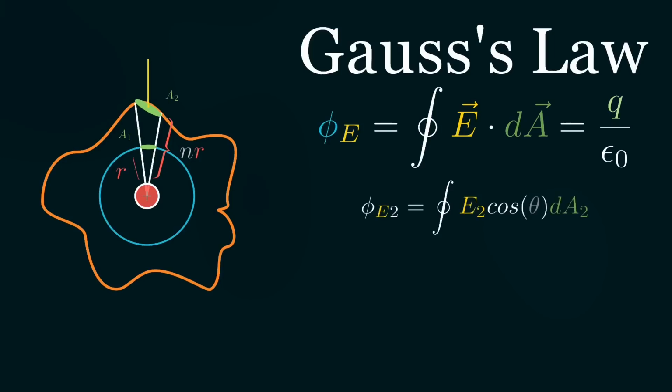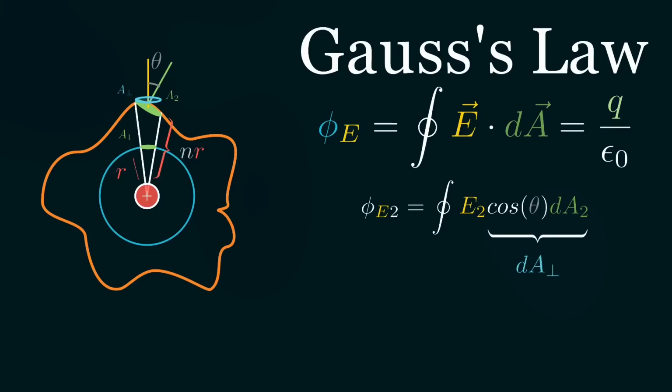So the electric flux for the second area is equal to the electric field at the second area times the cosine of theta times some small area 2, all added up across the second surface. Now the angle theta is this one right here, and it points between the electric field and the area vector A2. Now the component of A2 that's perpendicular to the electric field looks like this blue circle, and in fact it's the same as A2 times the cosine of theta.